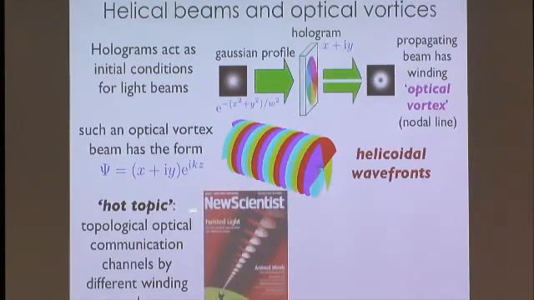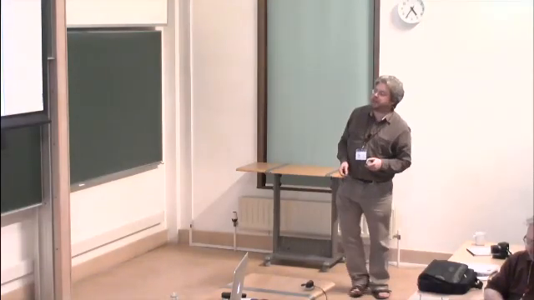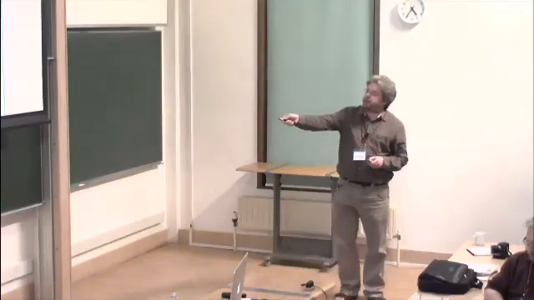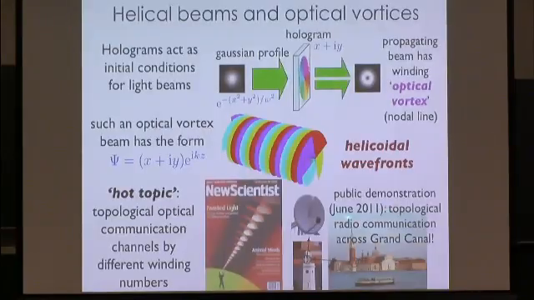The New Scientist had a story about this, twisted light. It's fast, it's furious, and perfect for speaking to aliens. The idea is that maybe aliens are actually communicating to us with beams of this type. And just recently it received some media attention. There was a public demonstration of sending helical radio waves across the Grand Canal in Venice.